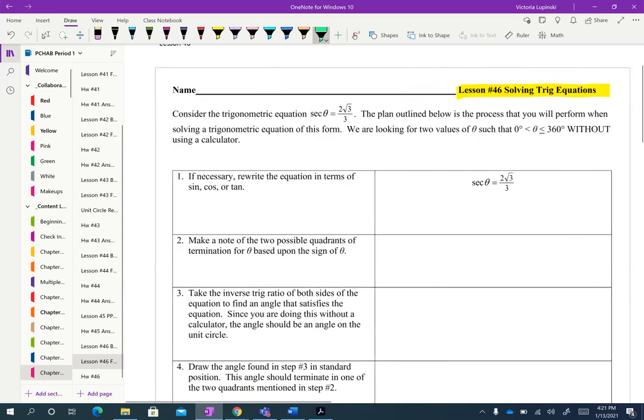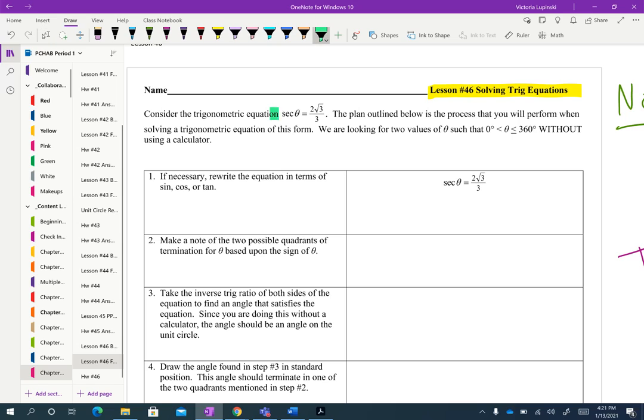So now that we've got that going for us, consider the trig equation secant of theta equals 2 pi over 3. We're going to come up with a plan for how we would solve an equation like that. We are basically looking for two values of theta, and we want them to be between 0 and 360. That means that we're going to be in degrees. So give your answer in degrees. The fact that it's 0 with no equal to and 360 with an equal to means that if there was an answer at that location, you would include the 360 but not include the 0 because it would be considered redundant.